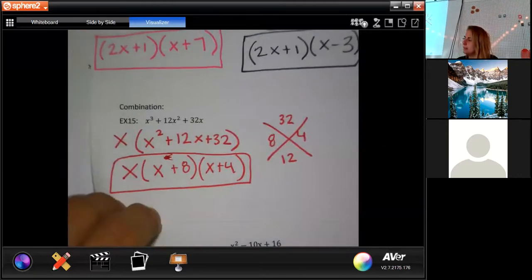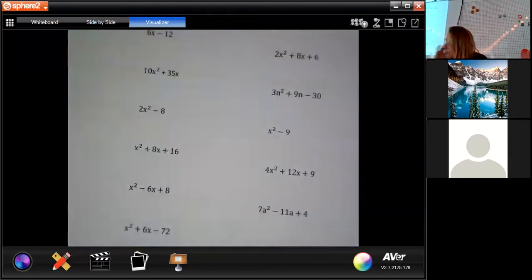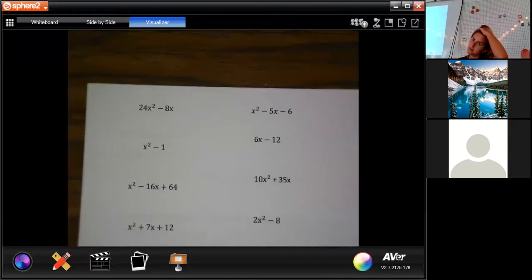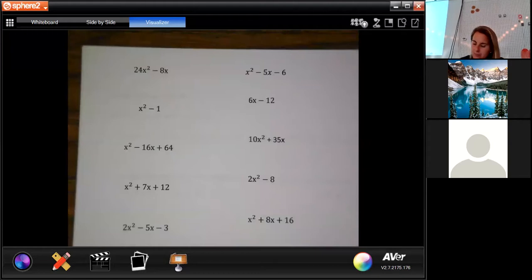All right, let's look at this page here. I'm just gonna pick out a few and then the rest I'm gonna have y'all try and I'll show you the answers tomorrow, but let's just kind of pick around it. Let's do this first one here.